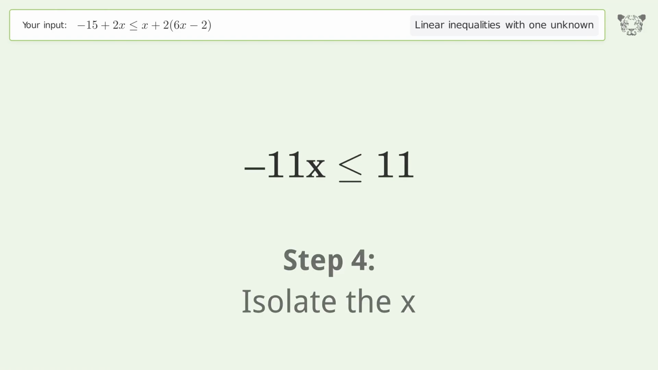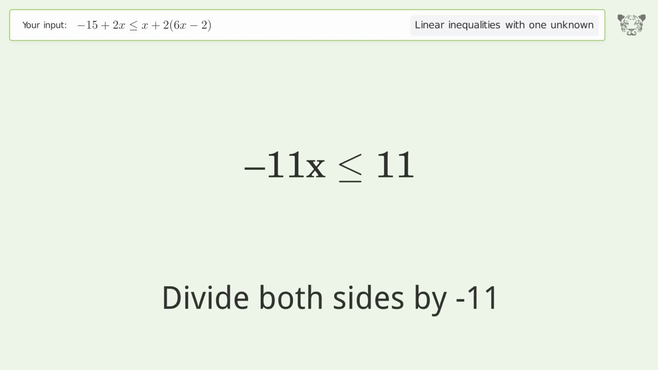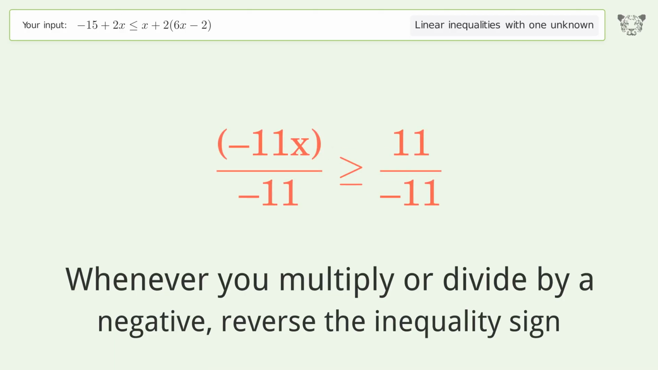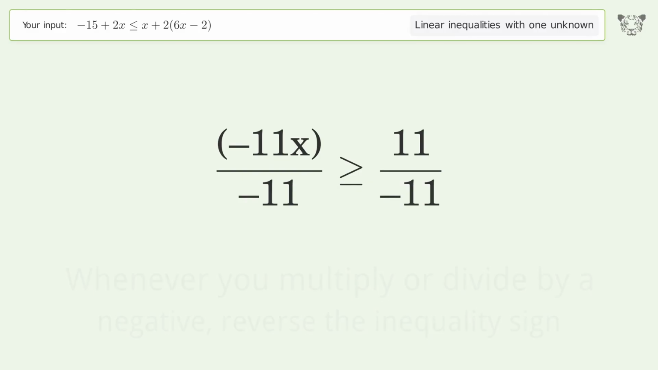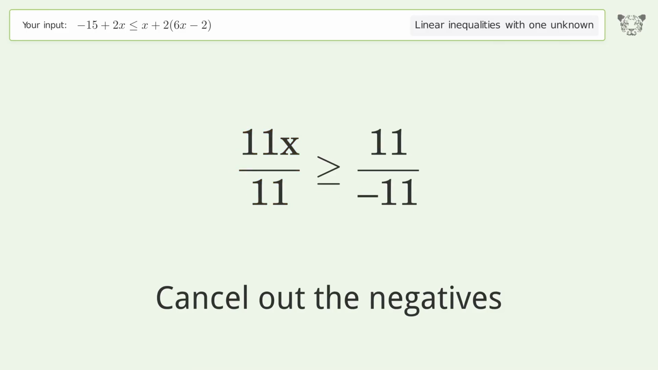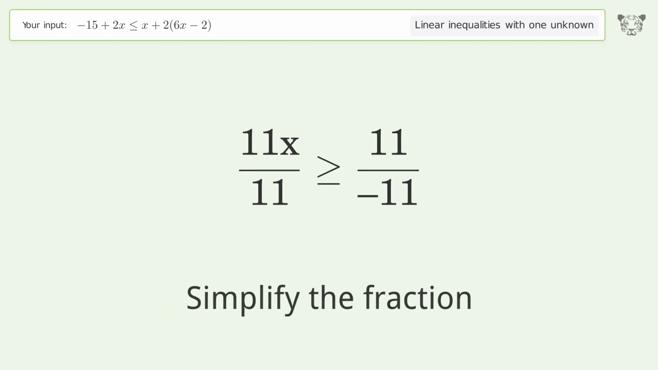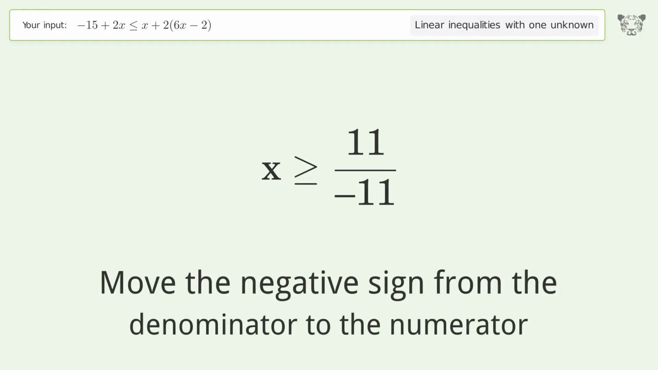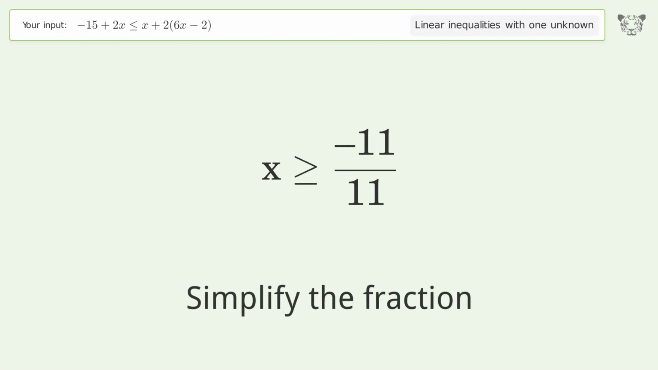Isolate the x. Divide both sides by -11. Whenever you multiply or divide by a negative, reverse the inequality sign. Cancel out the negatives. Simplify the fraction. Move the negative sign from the denominator to the numerator. Simplify the fraction.